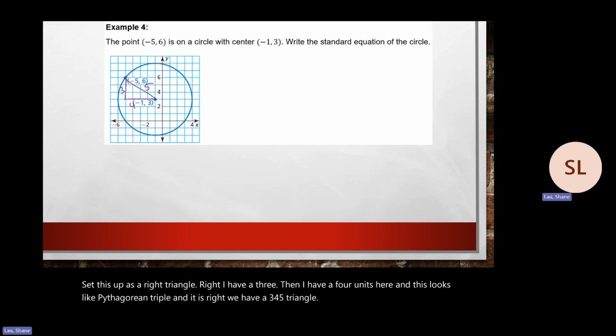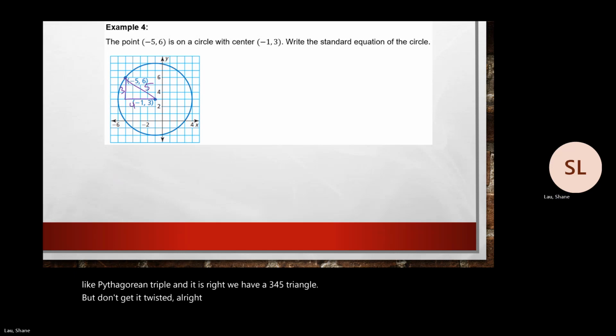But don't get it twisted, all right? We do not need to do a Pythagorean theorem here if it's on a graph. No need for it, okay? Because I can just do this. 1, 2, 3, 4, 5, r equals 5. That's it. No need to do Pythagorean theorem here or distance formula. Doesn't matter.